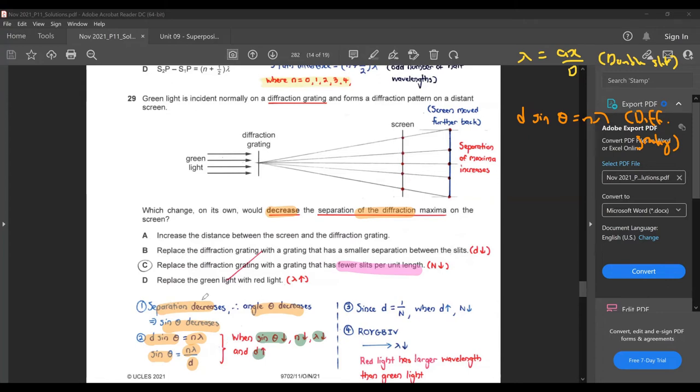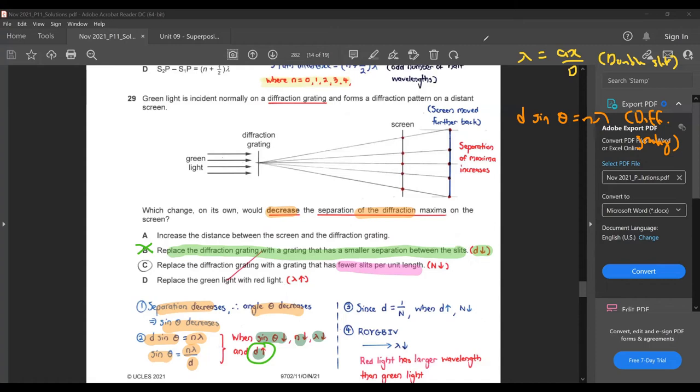So you look at the answer choices here. Which of the answer choices actually gives you this? So you can just think of it as this. You just look at answer choice B, C, D first. A, this one I'll explain later. Now, replace the diffraction grating with a grating that has smaller separation between the slits. Meaning you say d is decreased, but we want d to increase here. So this one is out.